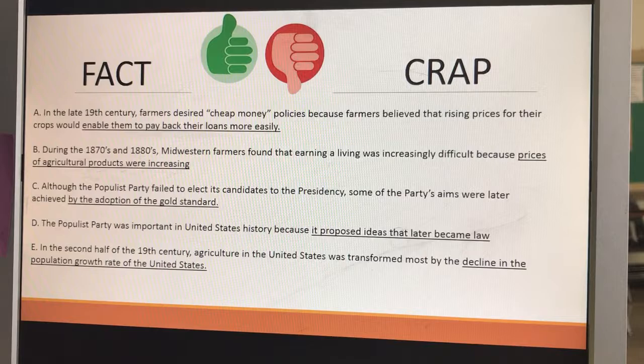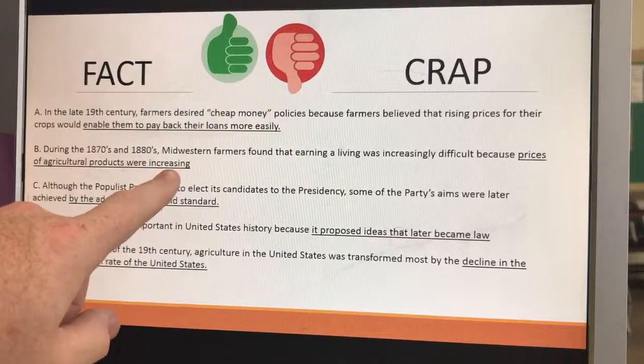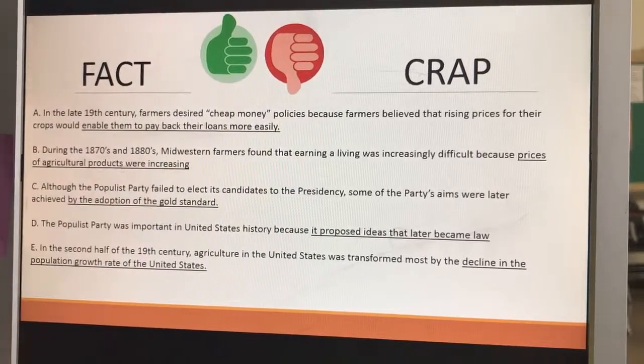Letter B, during the 1870s and 1880s, Midwestern farmers found that earning a living was increasingly difficult because prices of agricultural products were increasing. That's crap. The reason earning a living was hard is because they had low prices for their crops because of new technology. Okay.